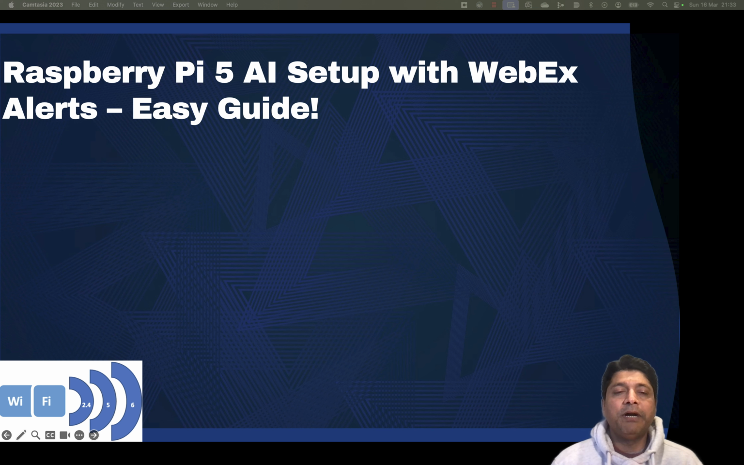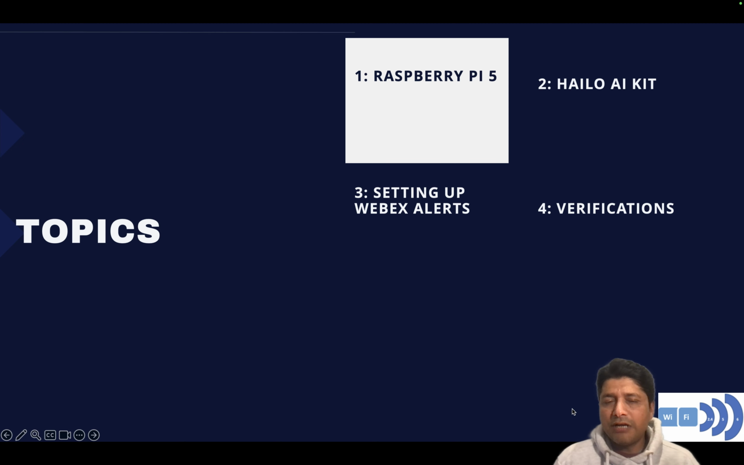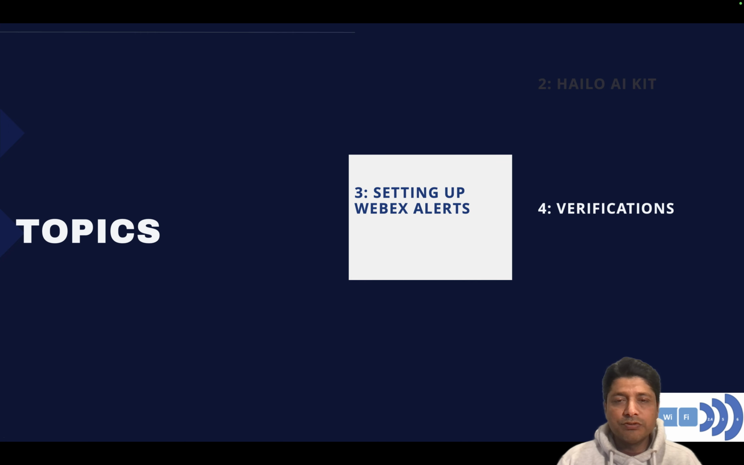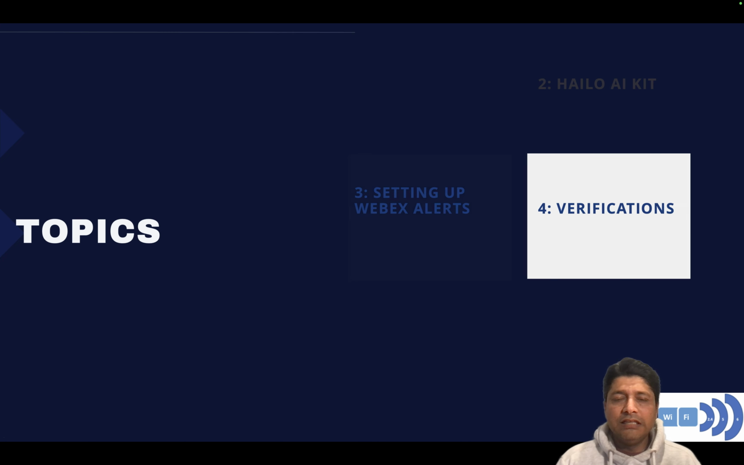What is Raspberry Pi 5? What is Hailo AI kit? And how can we integrate or how can we send notifications to Webex alerts or Webex workspace? We will talk about Raspberry Pi 5, then we will talk about Hailo AI kit, then we'll talk about how to set up the Webex alert, and then we'll actually do the demo where we can verify exactly how object detection happens and how it sends the notification to Webex.